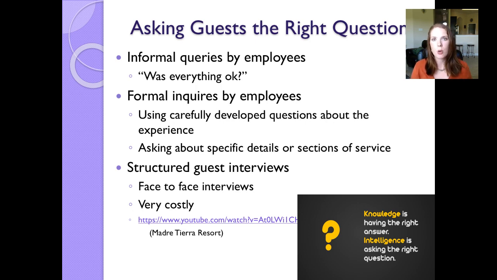So you can have some more formal questions, typically done by management or employees who are trained to ask very specific questions. Or you can even go a more rigorous route, and this is to have a very formal, structured guest interview. The difficulty with this is that you need an expertise and training in not only performing, but writing the questions to meet a certain standard, and that tends to be very costly. However, I do have an example for you here. A resort did a structured interview with a guest, and they recorded it and put it online just for you so you can see what exactly that looks like.